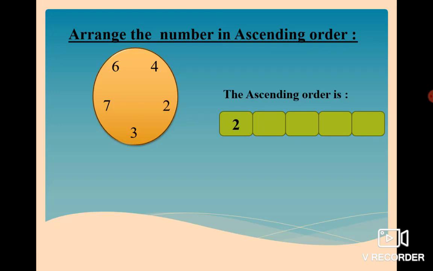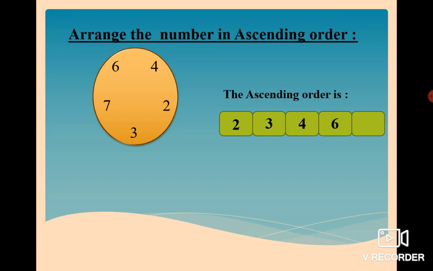After 2, which is the smallest number here? 3 is the smallest number here. Good. Again we have 6, 7 and 4. Compare these three numbers. Which is the smallest number here? You are right. 4 is the smallest number here. Again we have 6 and 7. Compare these two numbers. Which number is smallest here? 6 is the smallest here. Very good. 6 is the smallest number here.